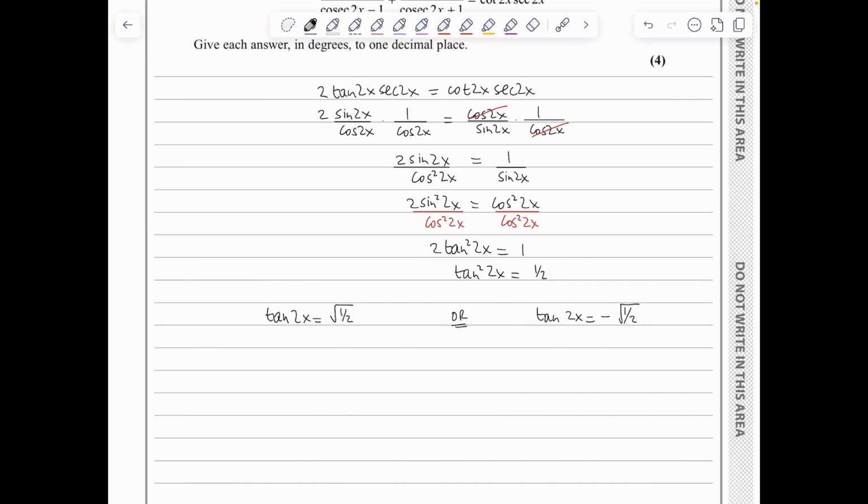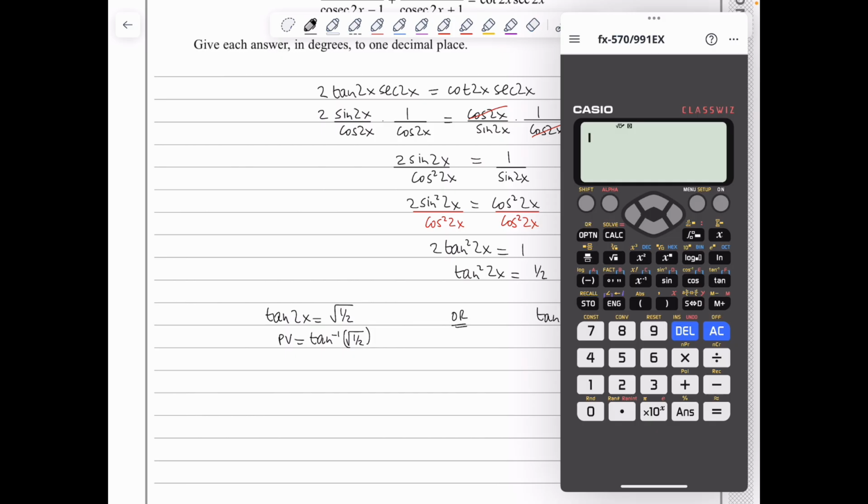I will proceed by finding the principal value. So the PV here is going to be shift tan of the square root of 1 over 2. I'm going to go on my calculator, shift tan of the square root of 1 over 2 gives an answer of 35.264. So I write the PV here to be 35.264... and I will be storing this value on A. So the A key here is holding the exact value.